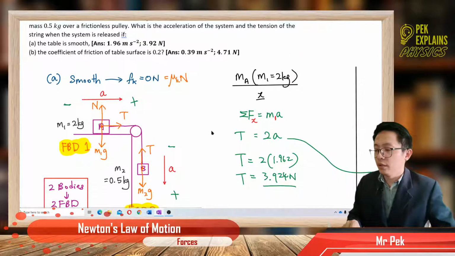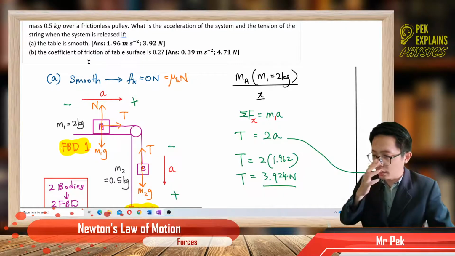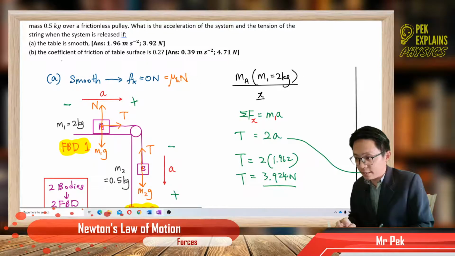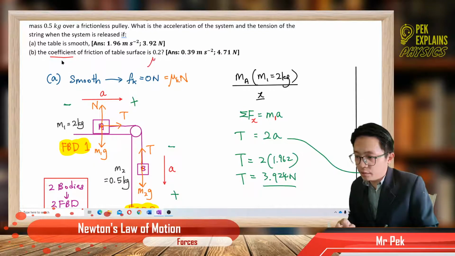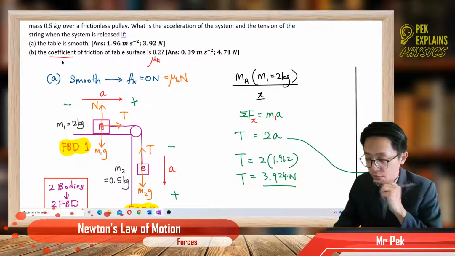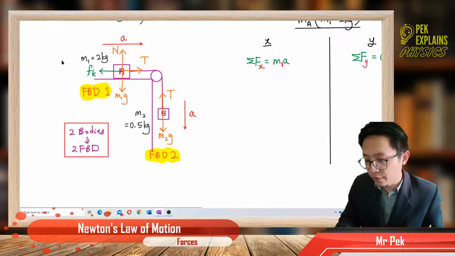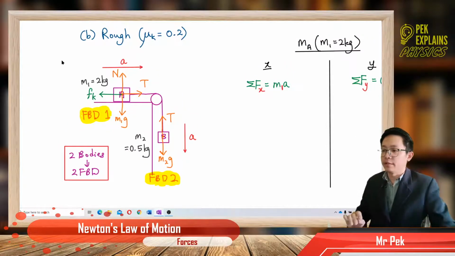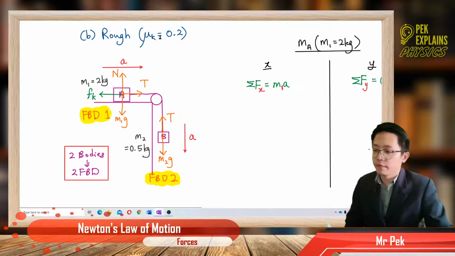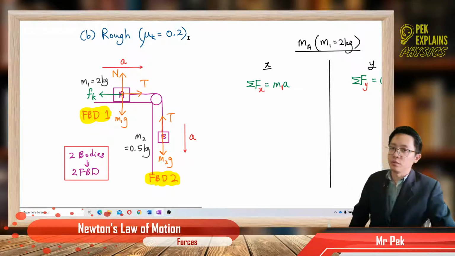Now B. Now the table surface has friction 0.2. This is the coefficient only. Be careful. This is the coefficient, which is the mu k only, not the friction itself. So draw the free body diagram. Now the surface is rough. Yes, the coefficient is 0.2. Coefficient has no unit.